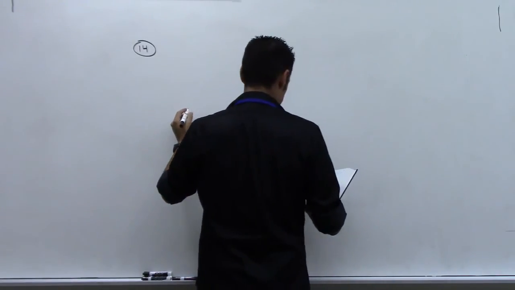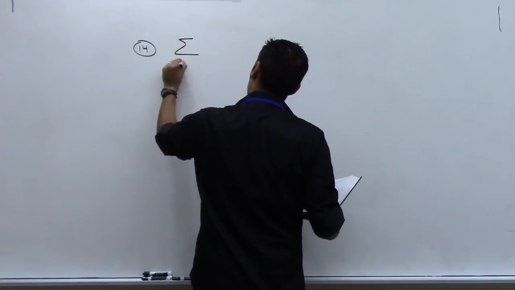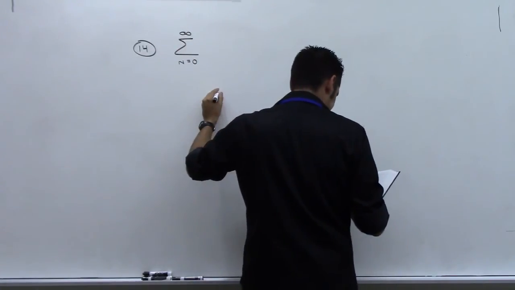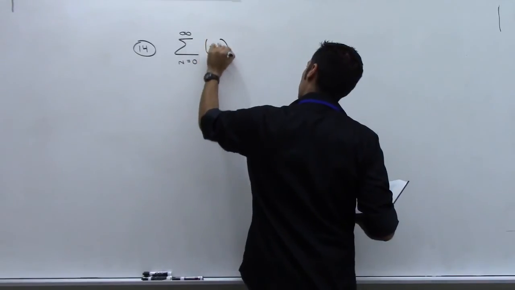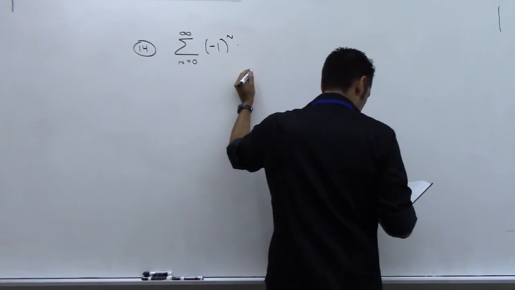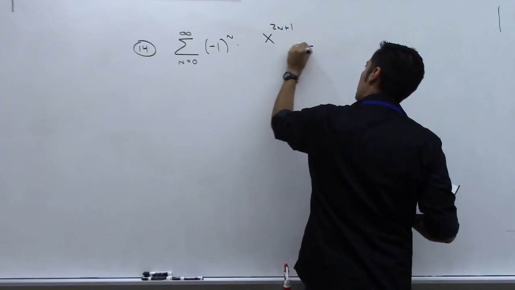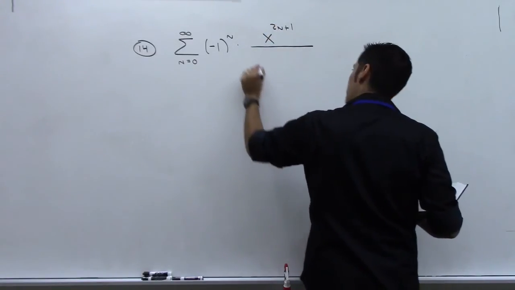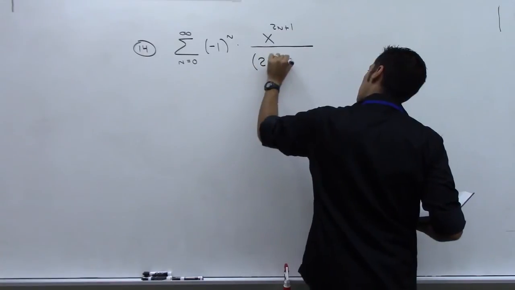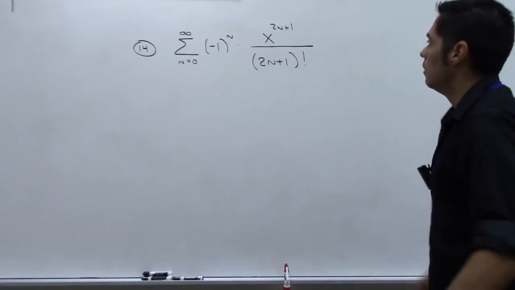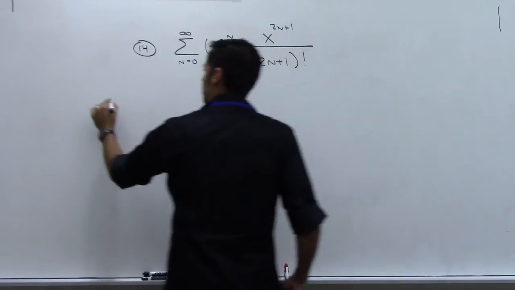Oh, here we go. Sum n equals 0 to infinity, negative 1 to the n, x to the 2n plus 1. Haven't seen that yet. Over 2n plus 1 factorial. All right, let me do a ratio test here.